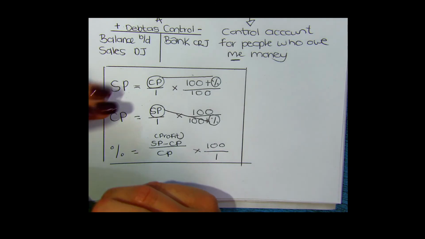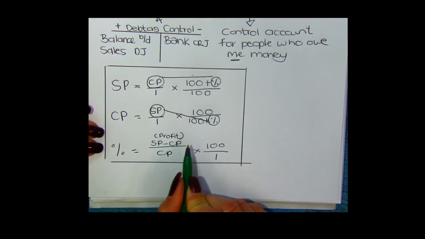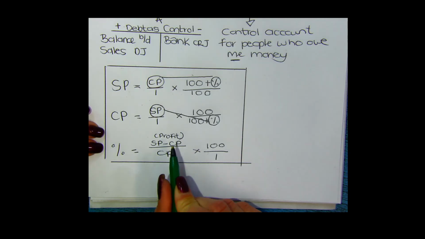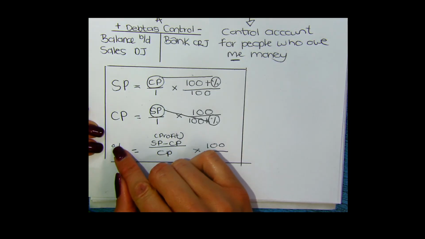Then if you have to find your percentage, that is equal to profit divided by cost price. To work out your profit, you need to say selling price minus cost price gives you your profit, divided by cost price times 100 over 1, and that will give you your percentage.